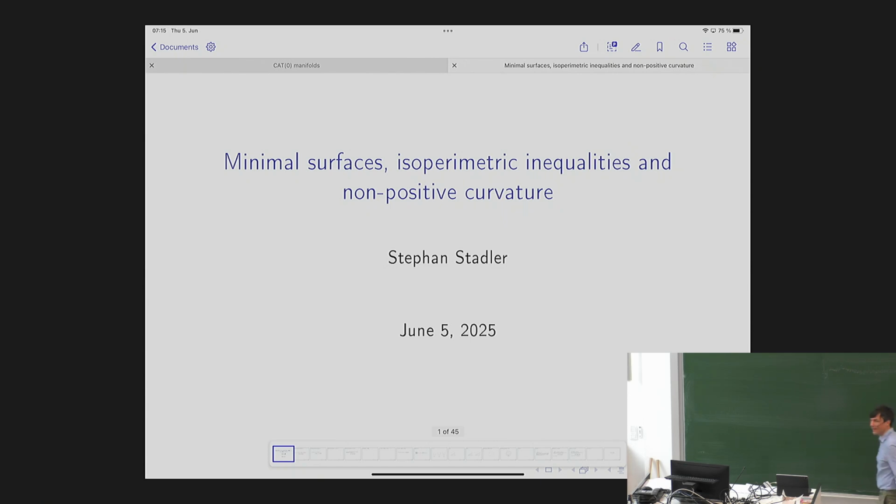Okay, welcome everybody to today's colloquium. I'm very happy to present you Stephan Stadler, currently from the Max Planck Institute in Bonn, but on his move almost already in Paderborn, where he will start a new position this fall. Yeah, it's a pleasure to have you here. He's working in the area of geometric analysis and metric geometry, and today he's going to present his work on minimal surfaces, isoperimetric inequalities, and non-positive curvature. The stage is yours.